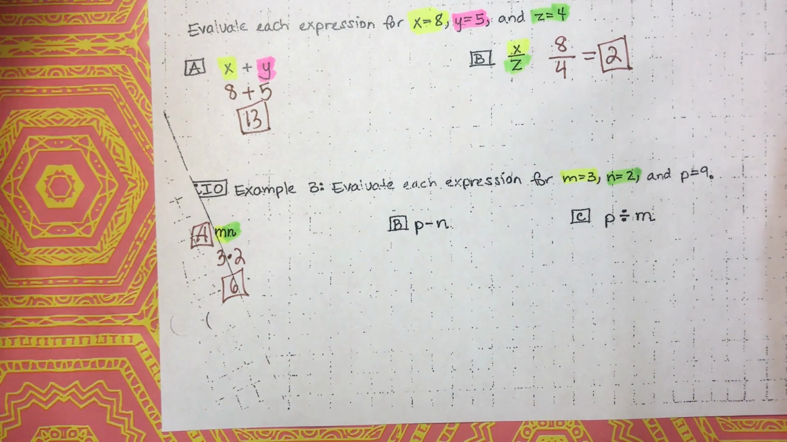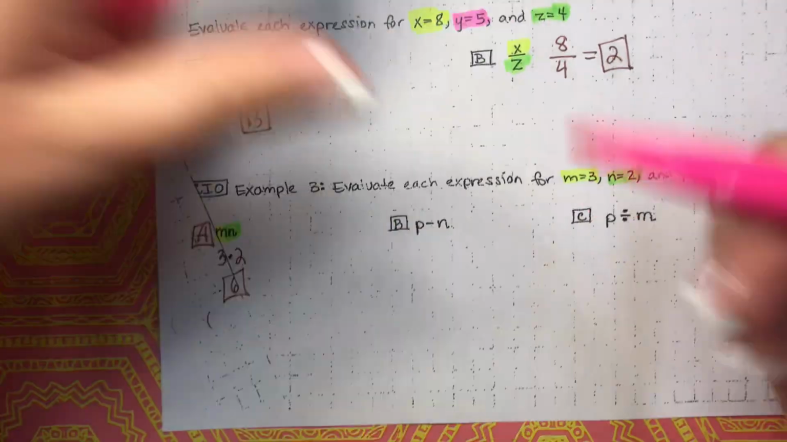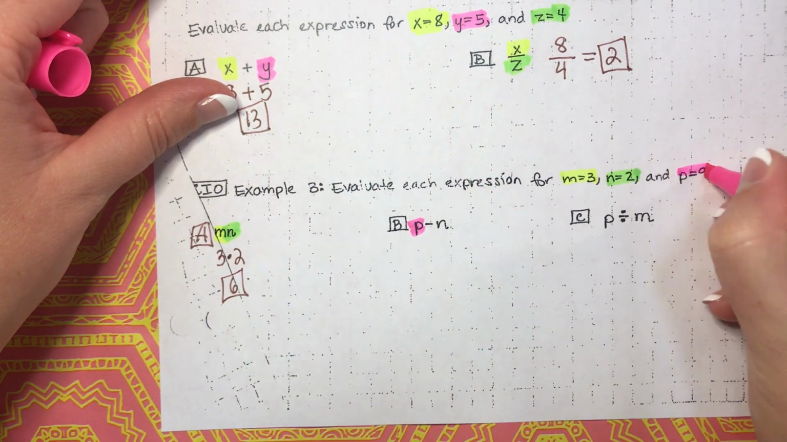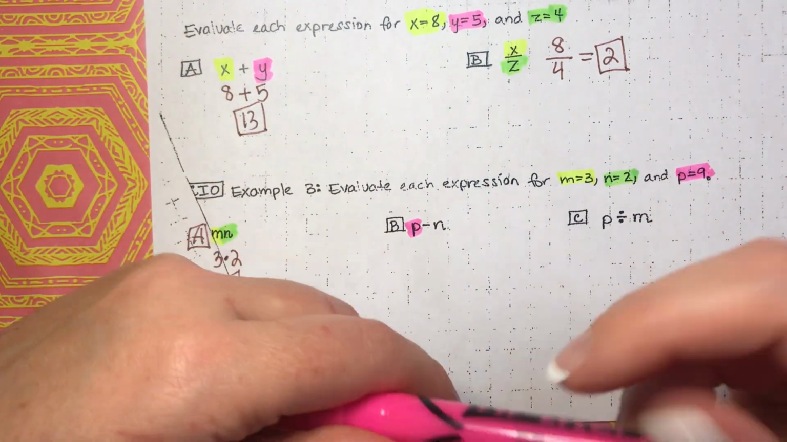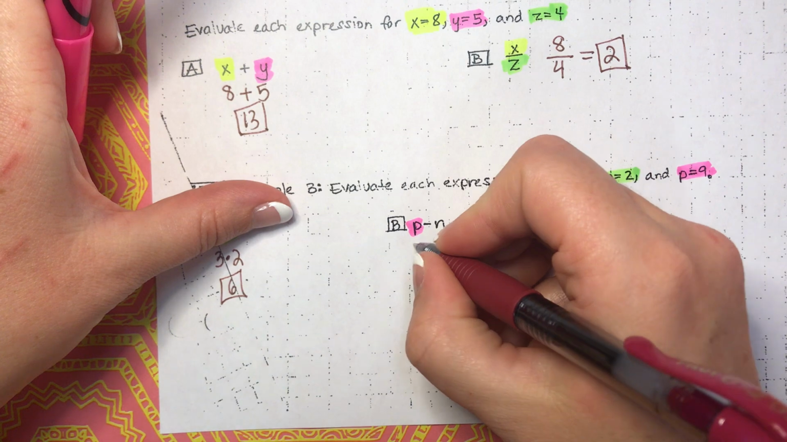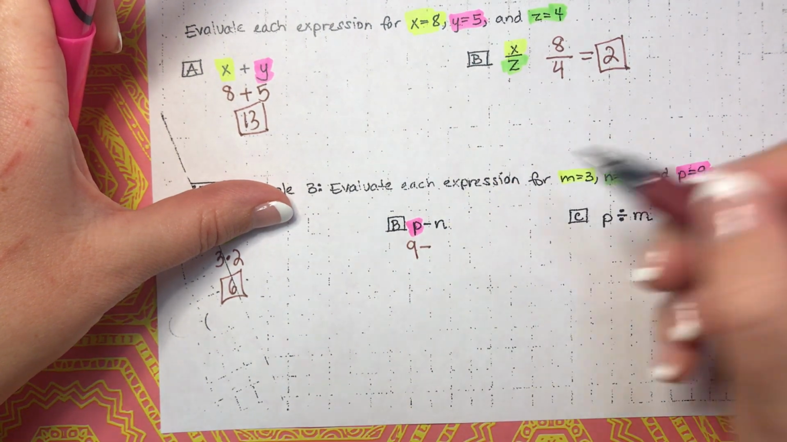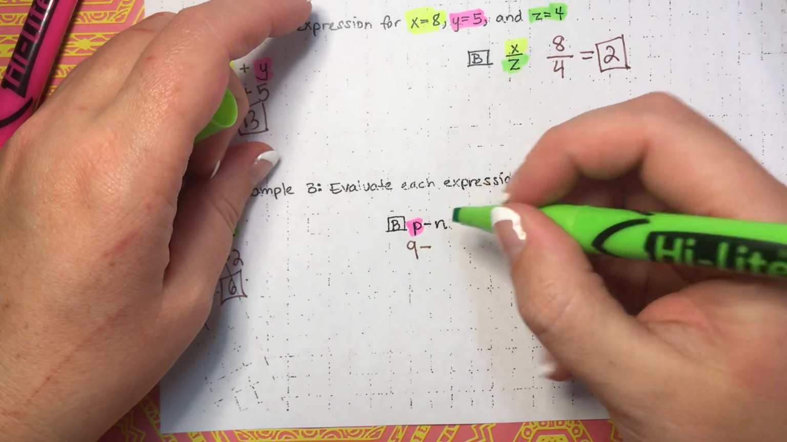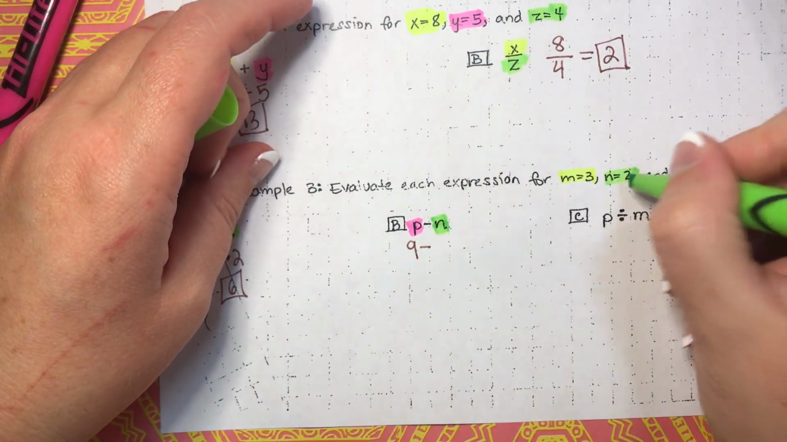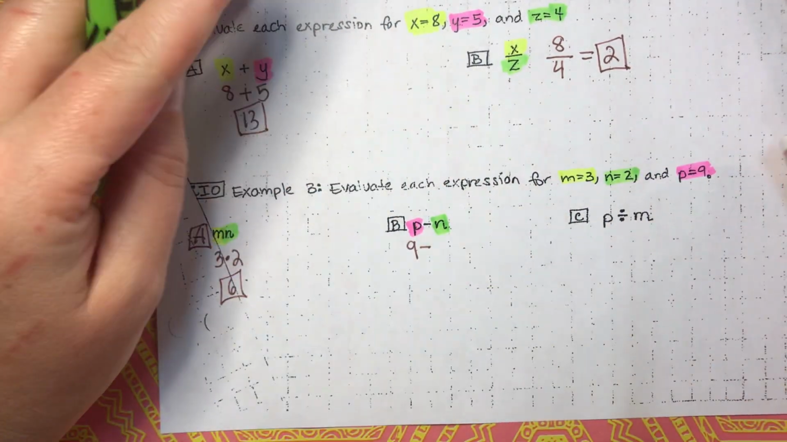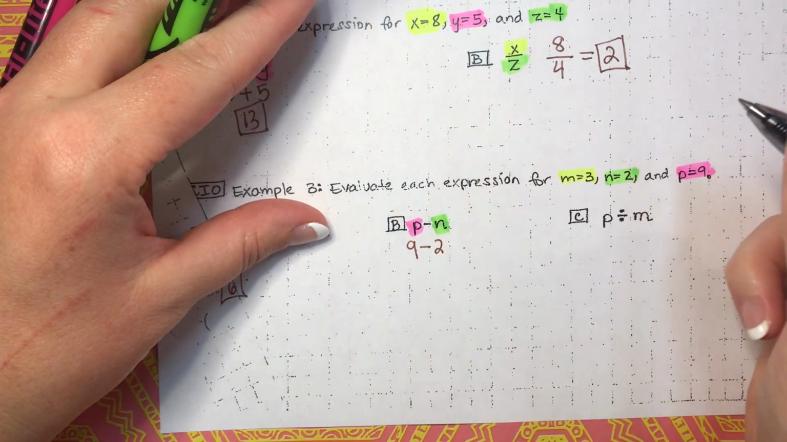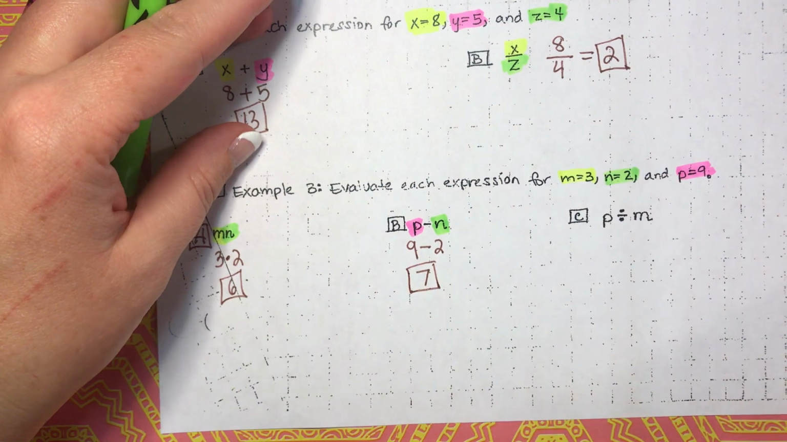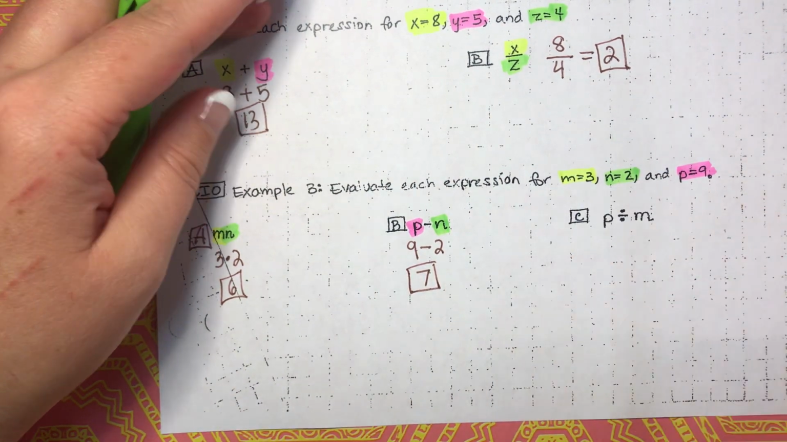All right, let's move on to the next. We have P minus N. So P right here is the same thing as 9. So instead of writing a P, I'm going to write 9 minus N, which is the same thing as 2. So I'm going to substitute that 2 in for N. And I have 9 minus 2, which is just 7. All right, let's move on. If you got that, awesome job.